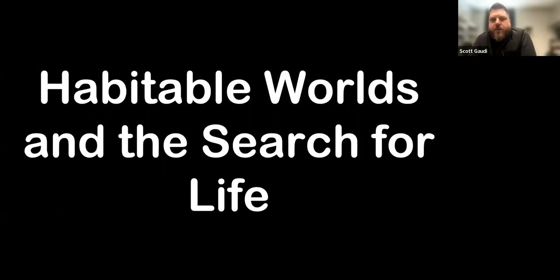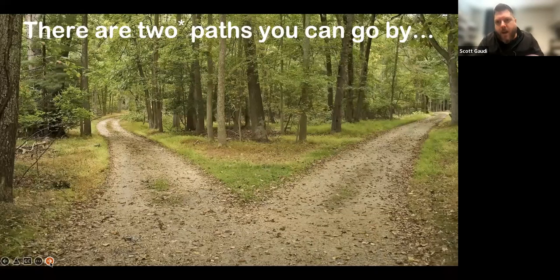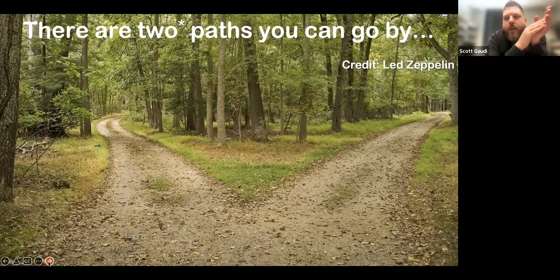I think we like to focus on habitable worlds in the search for life. As I said, I think we can agree this is where the field is going. So I like to say there are two paths you can go by. This is an oversimplification, but the two paths are temperate terrestrial planets around low mass stars and Earth-like planets around sun-like stars. And because of the nature of the detection and characterization techniques that we have at our disposal, they naturally fall into surveys for planets around low mass stars and surveys for habitable planets around high mass stars.